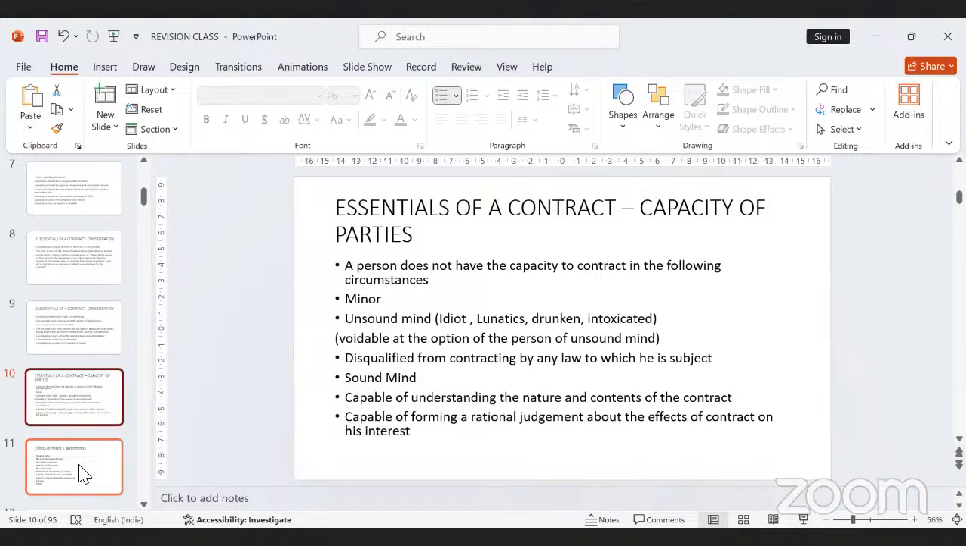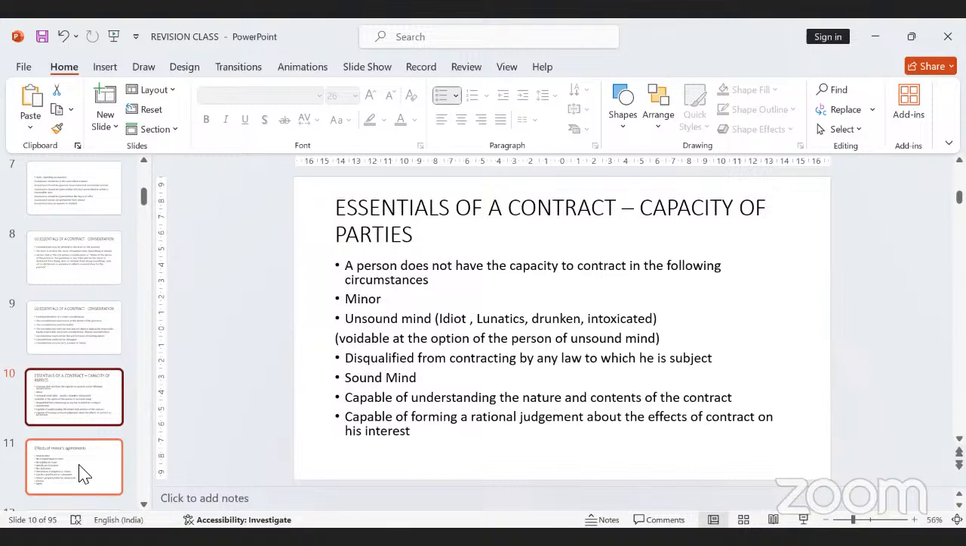Then, so when do we say that a person does not have sound mind? Two conditions should be fulfilled. What are those two conditions? A person is said to be of sound mind when that person is able to understand the nature and contents of the contract. See, I want to sell my house to X. What is this contract about? I should know that. I should have a very clear understanding about the nature and contents of the contract.